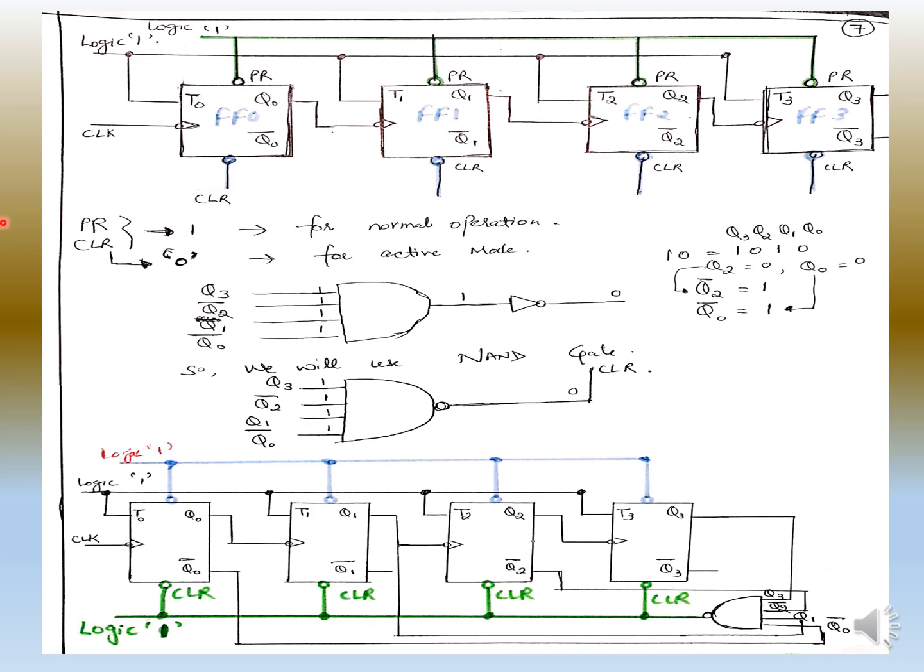So if we have to design a mod 6 counter, we have to use the 6th state. Then when the counter comes to the 6th state, it will not count it, it will go to 0, 0, 0, 0. You understand this? So for this, what I have done is I have just connected this NAND gate to the clear, and I have shown it here in this one.